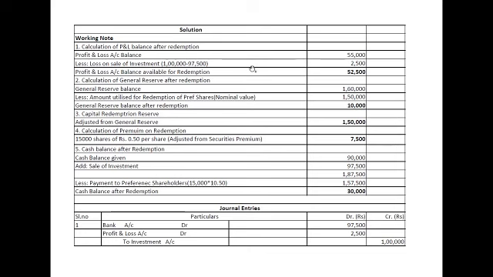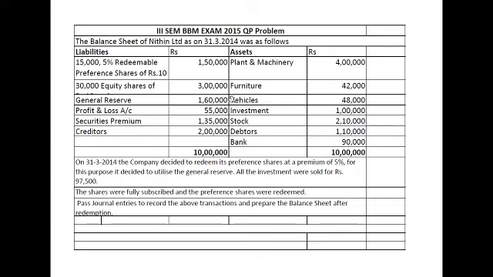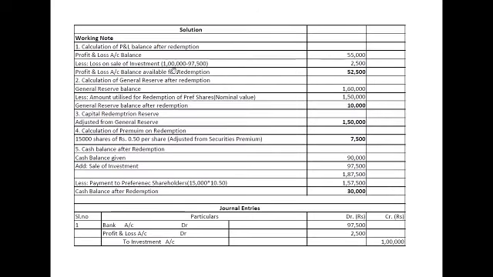So if you go through the problem, ಇಲ್ಲಿ ನಿಮಗೆ ಇನ್ವೆಸ್ಟ್ಮೆಂಟ್ 1 lakh ಅಂತ ಕೊಟ್ಟಿದ್ದಾರೆ. The book value of investment is 1 lakh, but it is sold for 97,500. So sale value is less than the book value. That's why there is a loss of 2,500 that should be deducted. So now the profit and loss account balance available after redemption is 52,500.